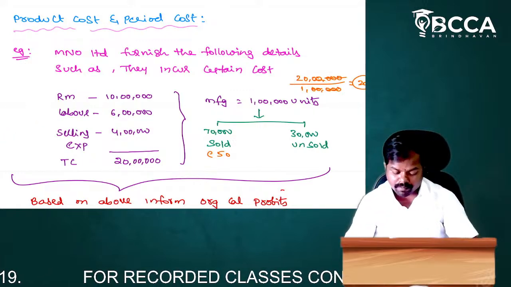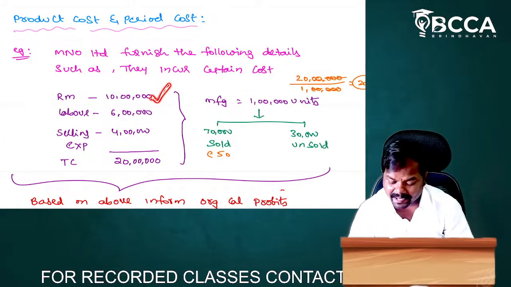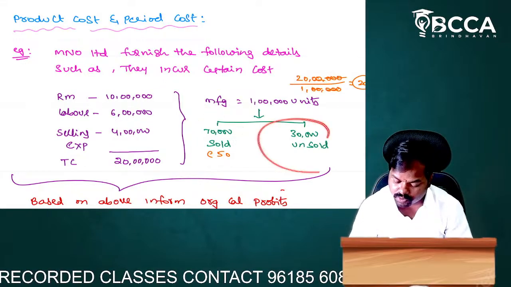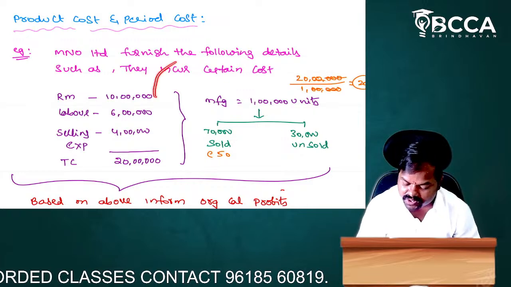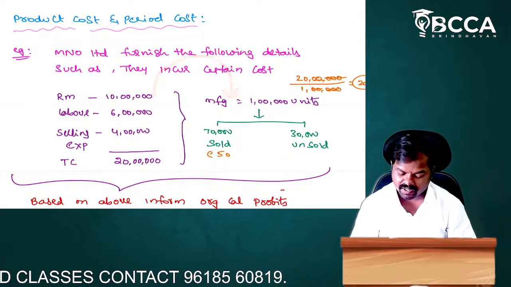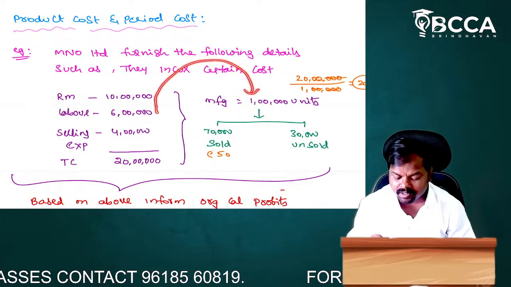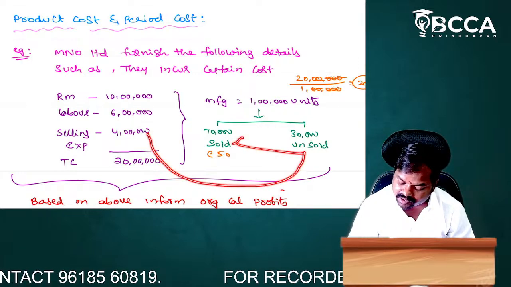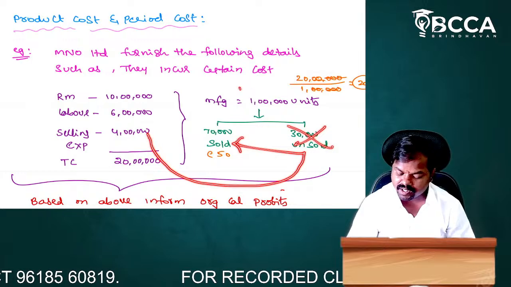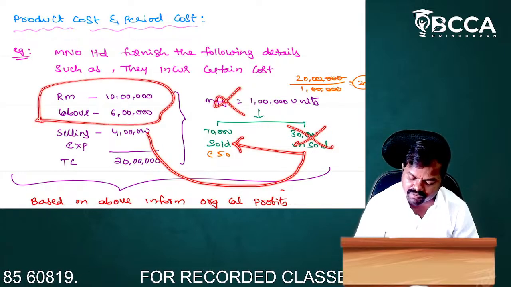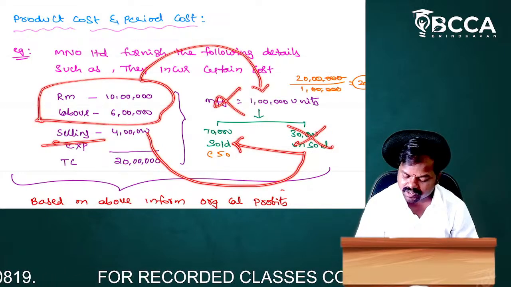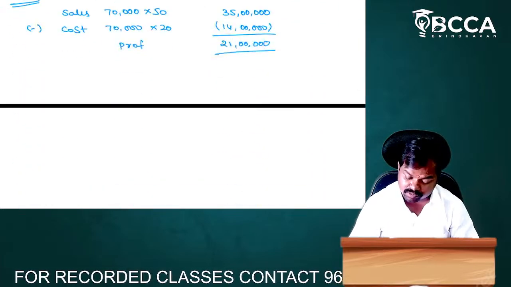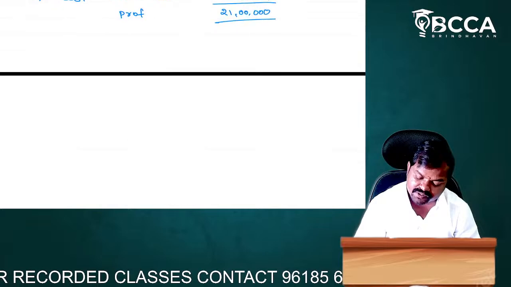Now the biggest question: did they spend this 10 lakh for manufacturing, or only for sold or unsold units? Obviously, this 10 lakh is only for manufacturing. This labor is only for 1 lakh units of manufacturing. Selling expense was incurred only for 70,000 units, not for 30,000 units. It means these two costs are purely manufacturing, and this cost is only for sold units. That is the reason this 20 is wrong.